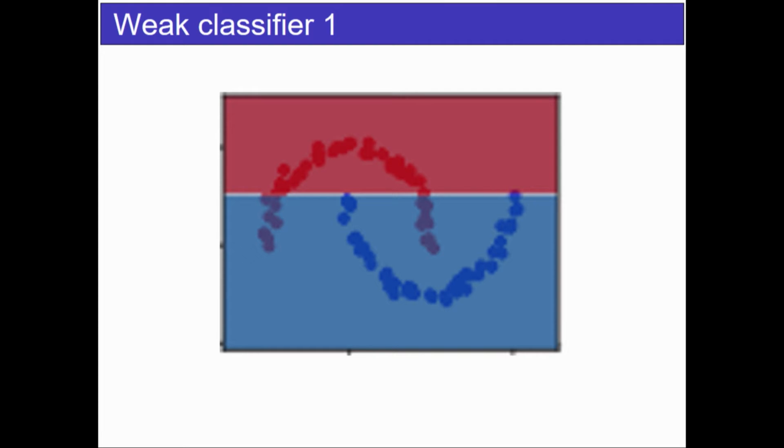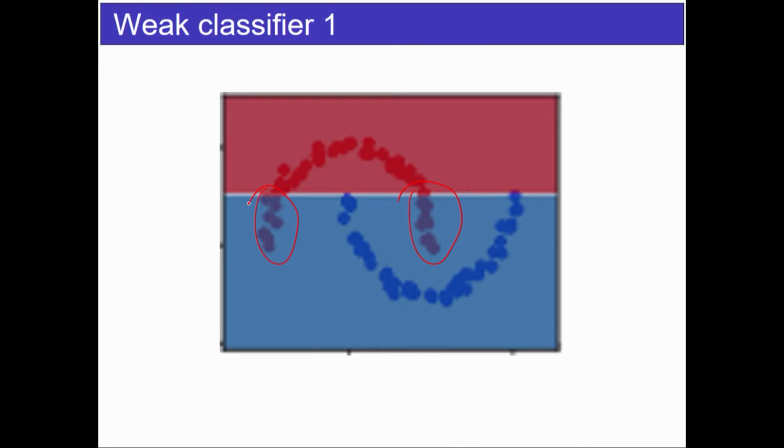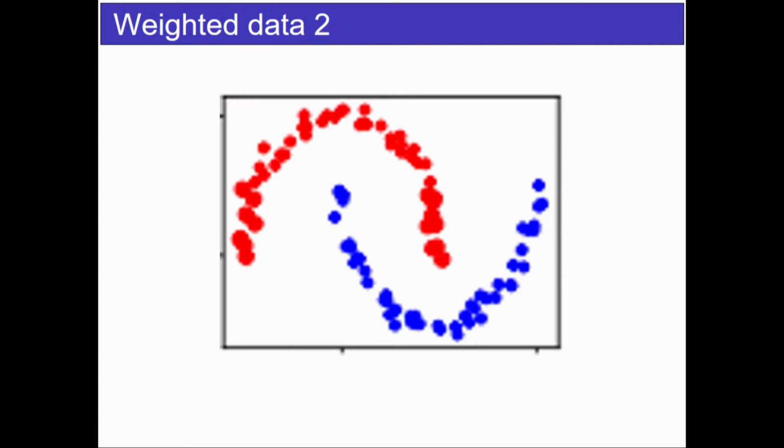Now what has this classifier got wrong? Yes. These points it has got wrong. So that means that the weight of these points must increase. The weight of all other points is going to stay the same. And that's what you'll see. Can you actually see these? They are bigger circles than this. Can you see that? These are actually bigger dots than these. Okay. So now you have higher weights for this.